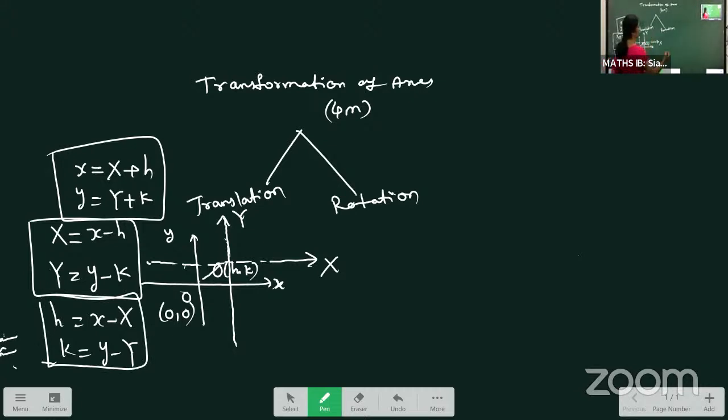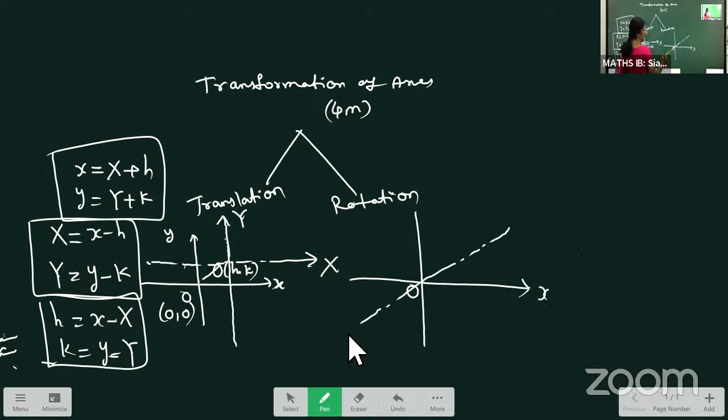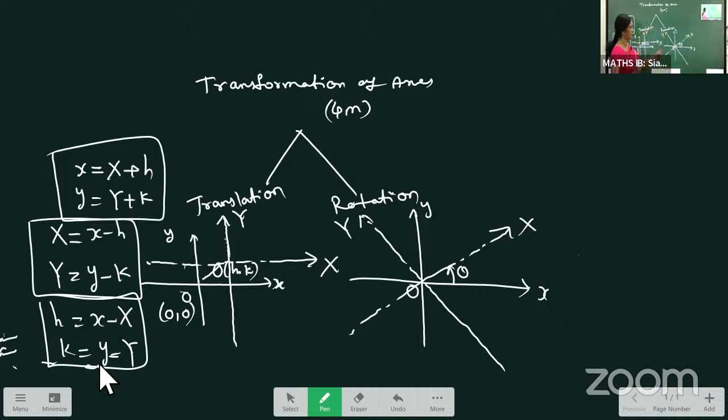Next, rotation of axis. In rotation, if you observe, the origin will remain the same and the x-axis moves a little by some angle. So this becomes your new x-axis. And this is our y-axis. When the x-axis moves up by a theta angle, in the same way the y-axis goes like this. So this is capital Y. Here what is extra? Theta, an angle, is added.